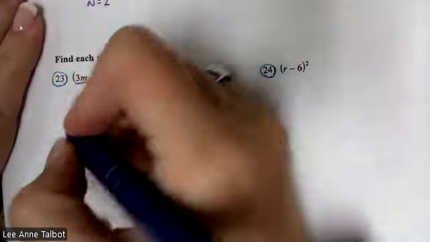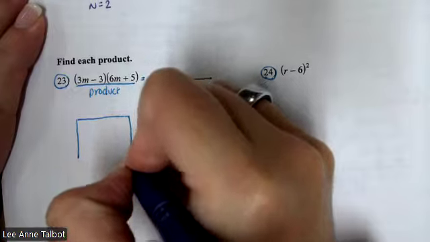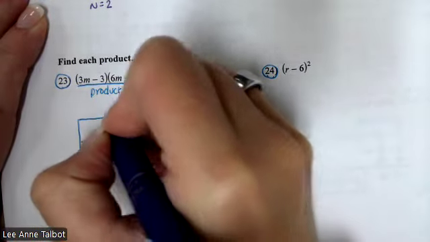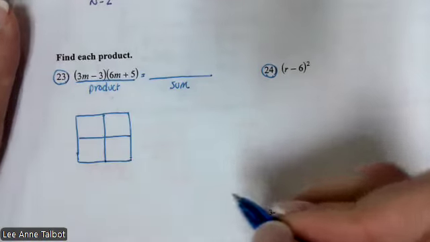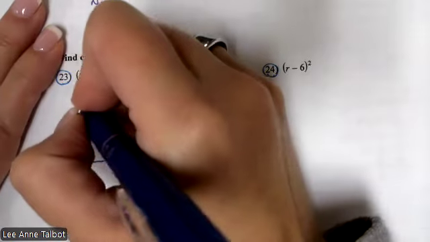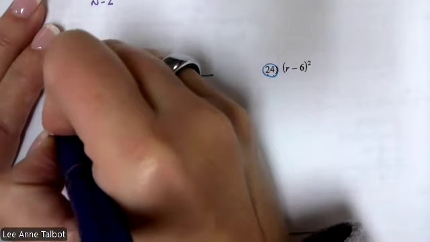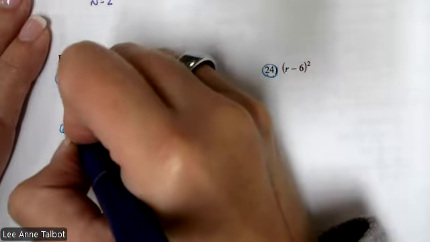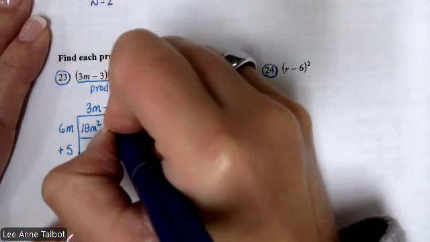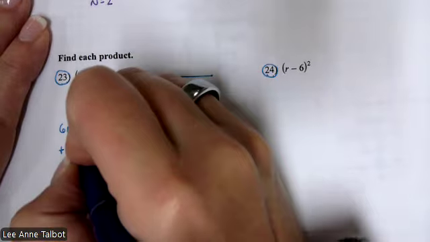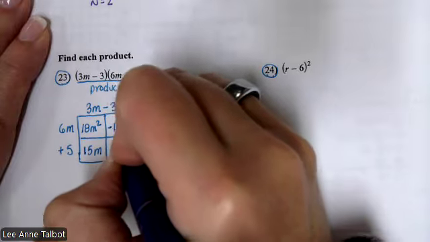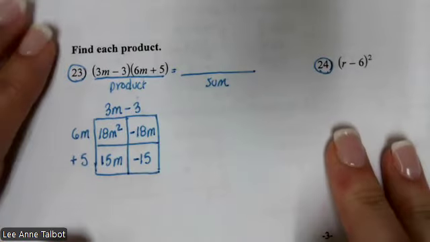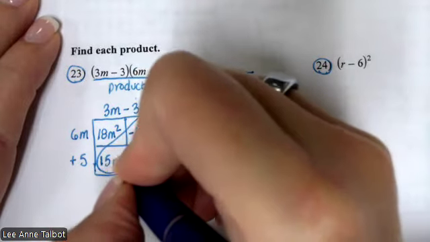So first thing I'm gonna do is write product equals the sum. 2x2 box. Okay, circle my like terms.